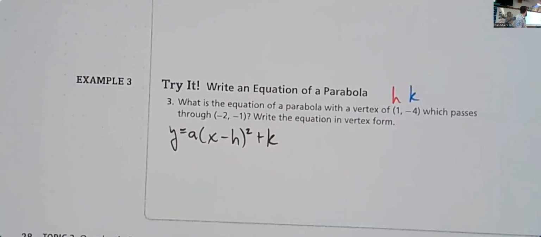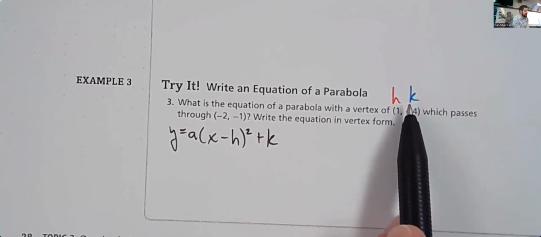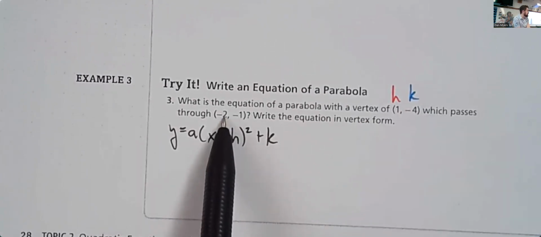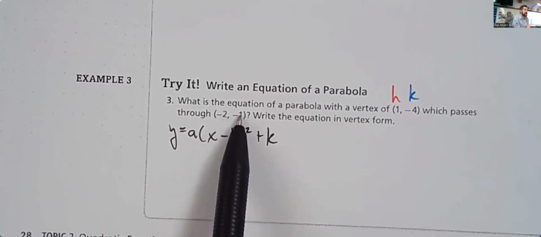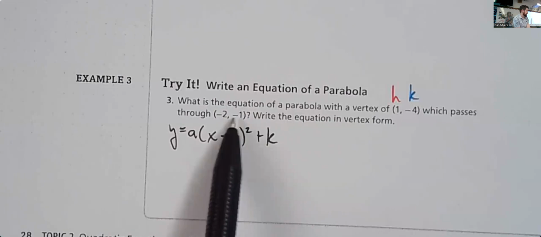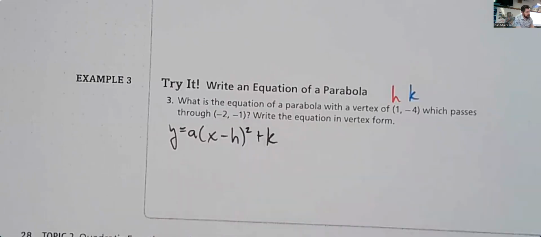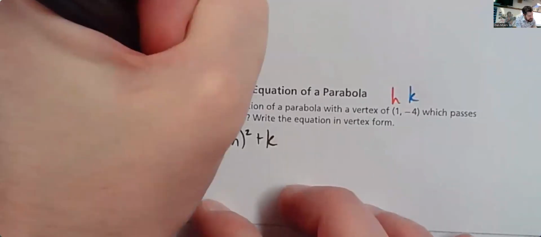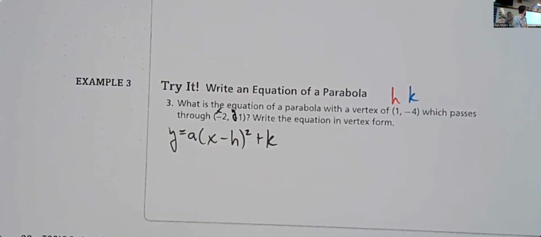And there's a good reason for that, because if you have the vertex H, K and you have another point, what could we call those two? Any random point on a graph has what kind of coordinates? X and Y. So -2 can be X, -1 can be Y.